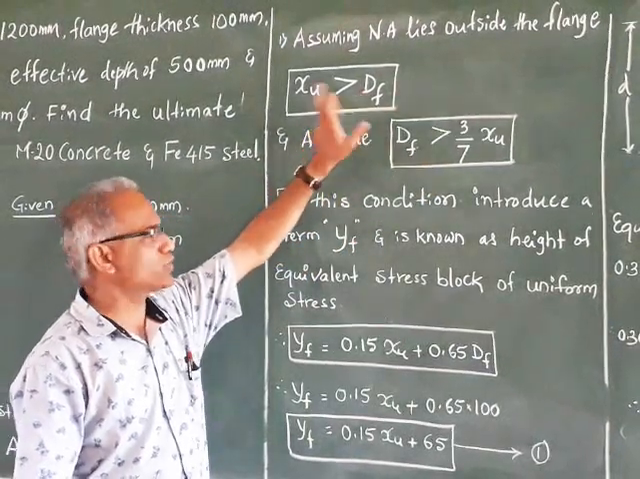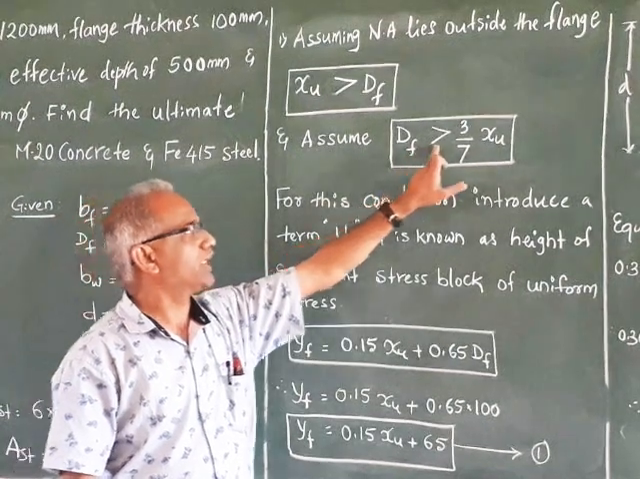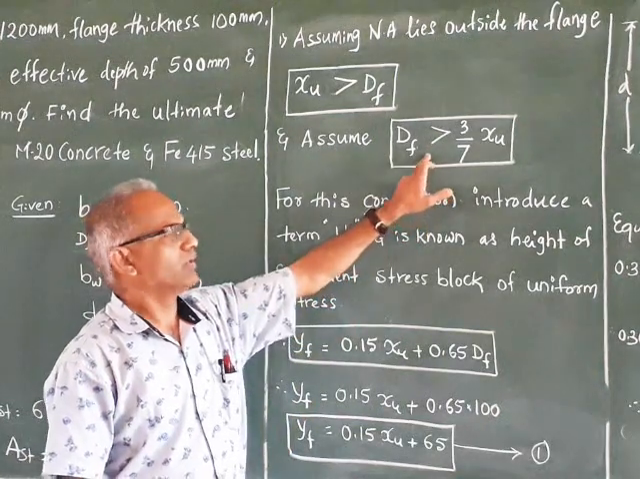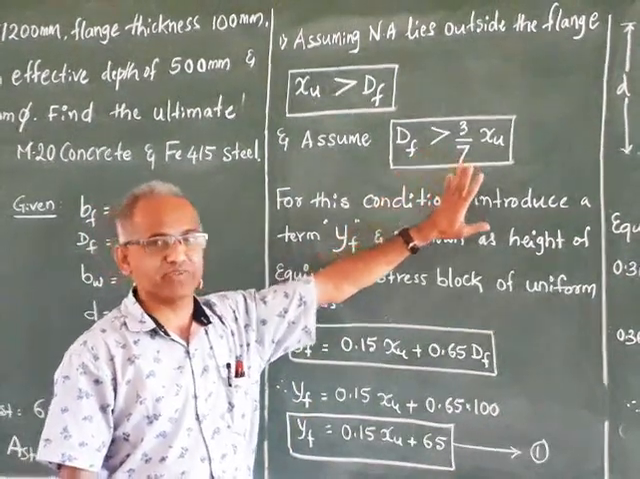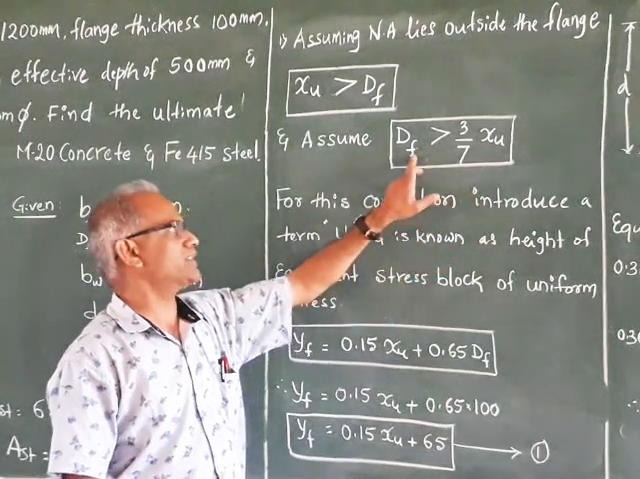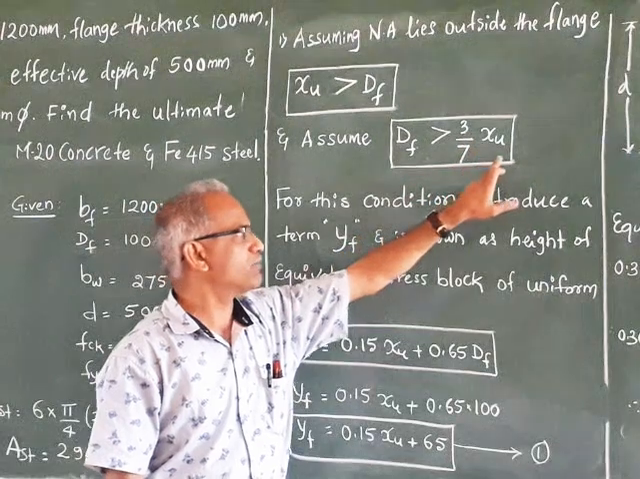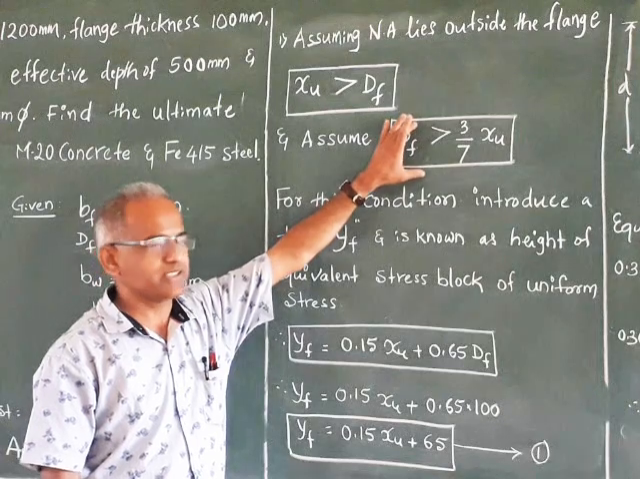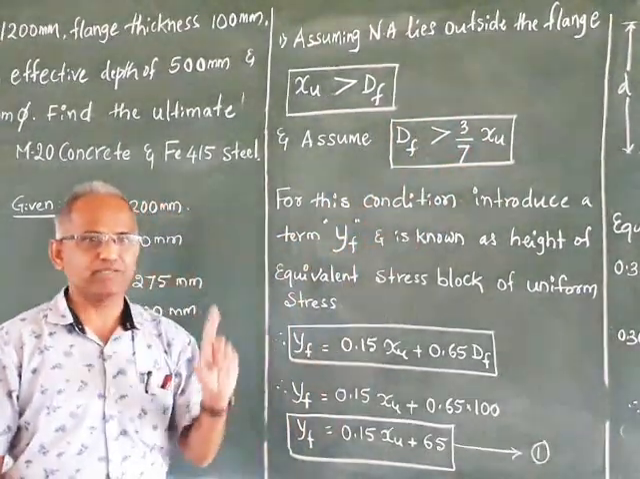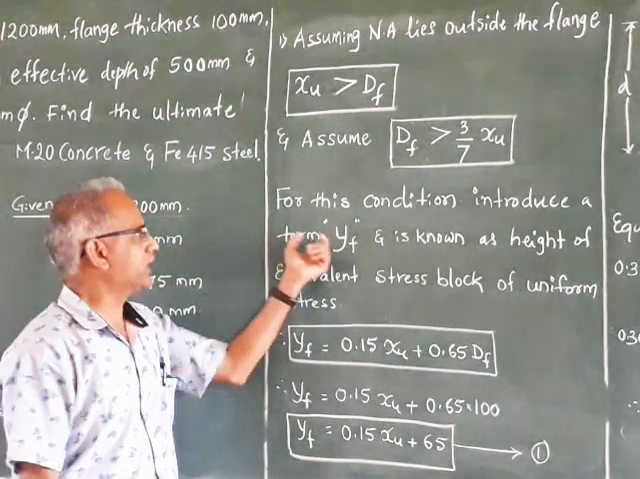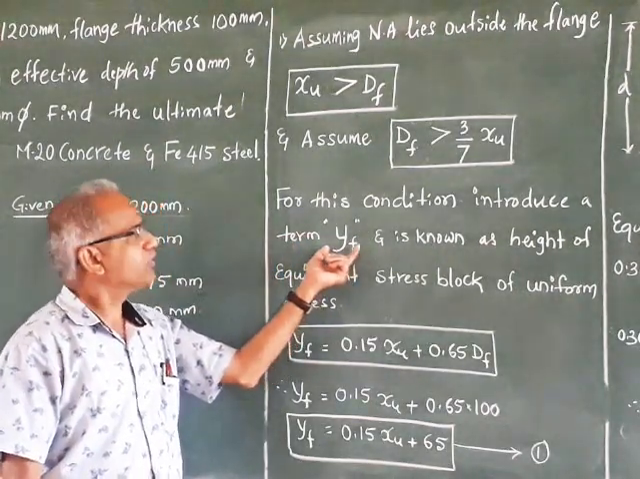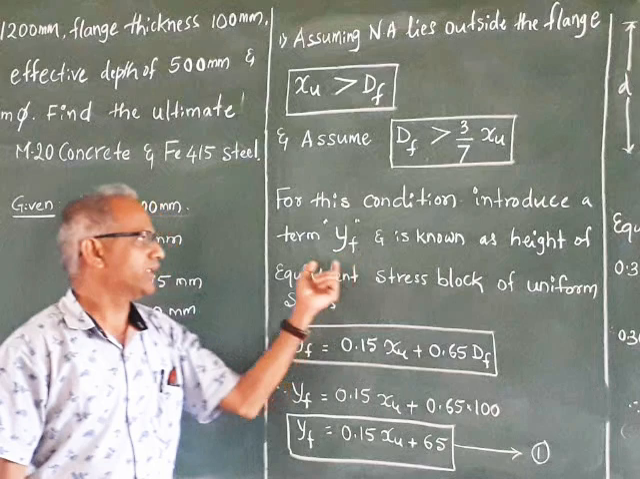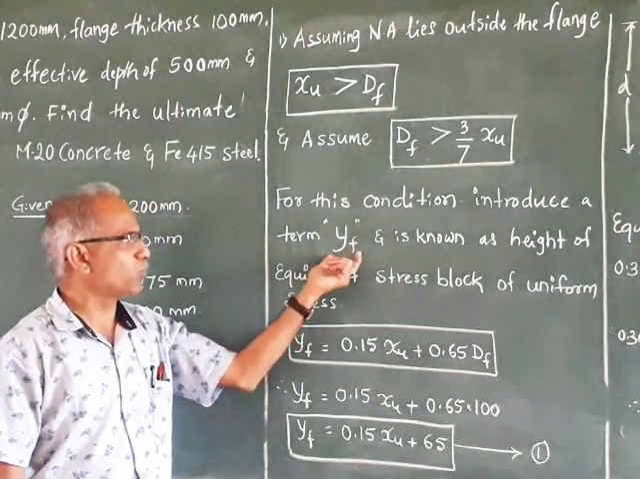Neutral axis outside the flange and DF greater than 3 by 7 XU. In the previous problem, just observe, we had taken DF less than 3 by 7 XU. But here in this problem, let us consider DF greater than 3 by 7 XU. As soon as you consider this condition, one more term comes into picture, that is YF. So for the second condition, we are going to consider one more term, that is YF.